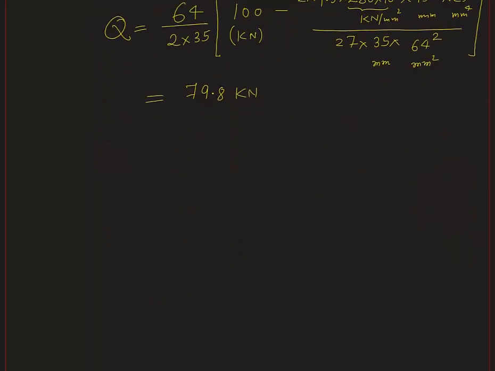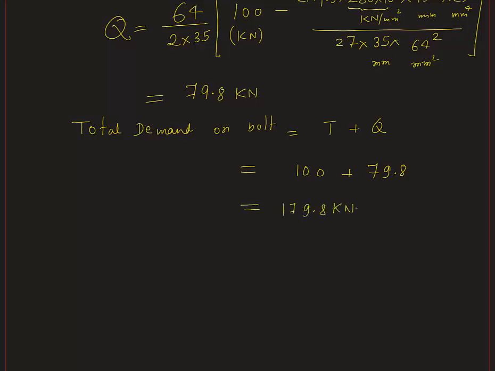Now once I have the prying force, we can calculate the demand, that is the total force. So the total demand on the bolt is equal to T plus Q, and T is 100 and Q we calculated, that is 79.8. So we will have 179.8 kilonewton.